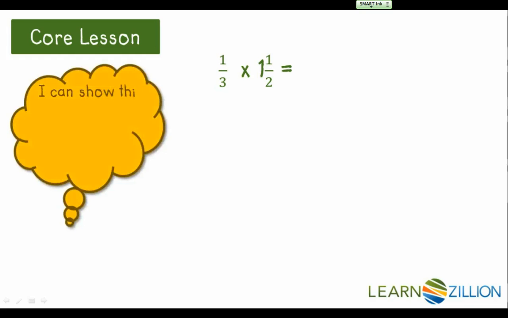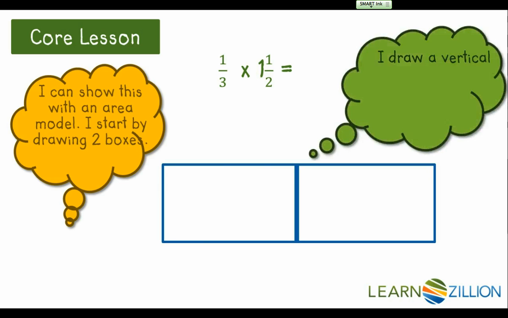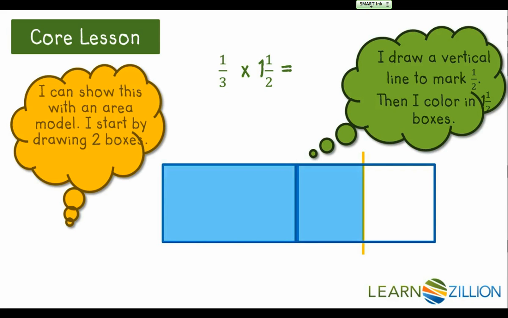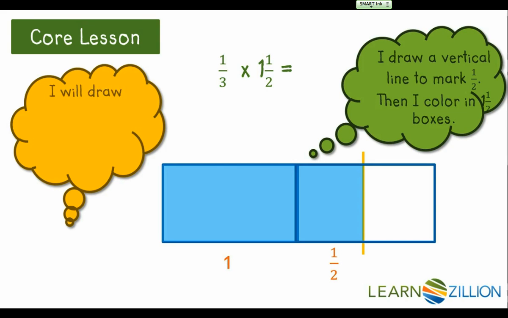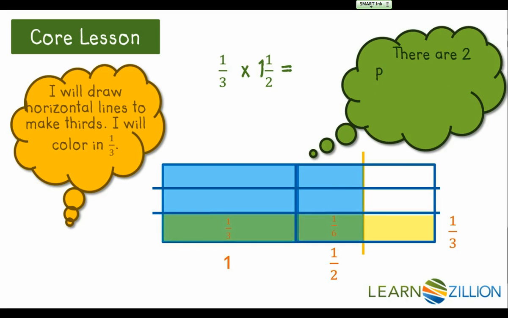Now let's try multiplying 1/3 times 1 1/2. I can also show this with an area model. I'm going to start by drawing 2 boxes because 1 1/2 is going to need 2 boxes to show it. I'm going to draw a vertical line to mark 1/2 and then color in 1 1/2 boxes. Next, I'm going to deal with the 1/3. So I'm going to draw horizontal lines to mark the thirds, and I'll color in 1/3. There are 2 pieces where the lines overlap, 1/3 and 1/6.